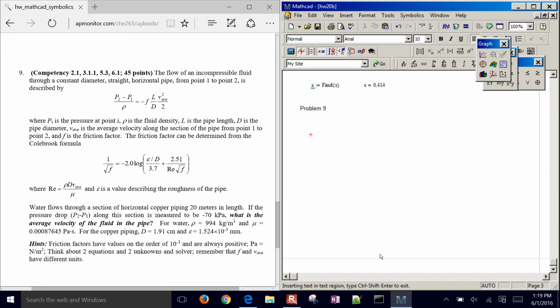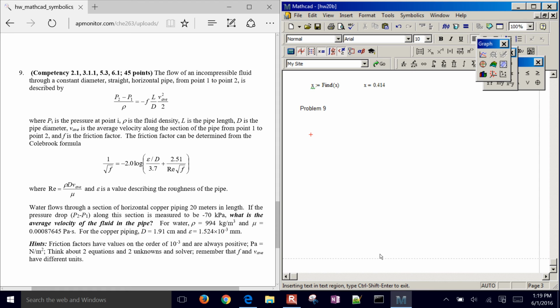So the friction factor can be determined from the Colebrook formula, which you see there with the Reynolds number, and epsilon is a value describing the roughness of the pipe. Then we give you some information about the setup and the fluid. Okay, and then we'll have two equations and two unknowns, and we'll use a solver. Remember that f and V average have different units as well.